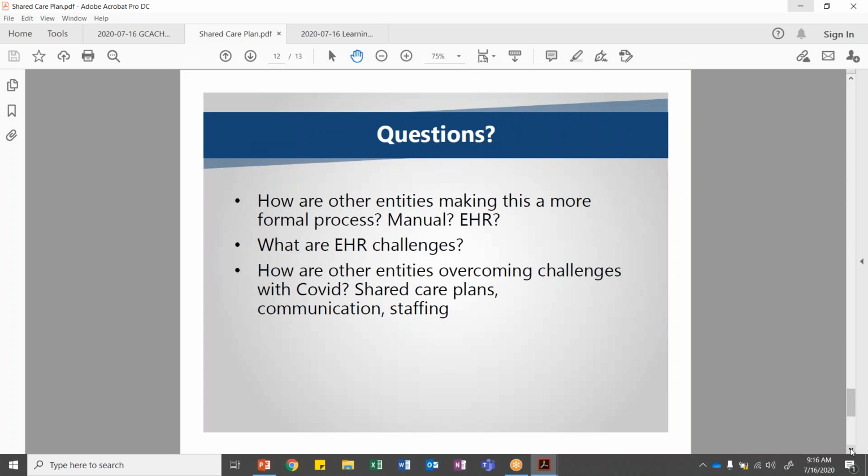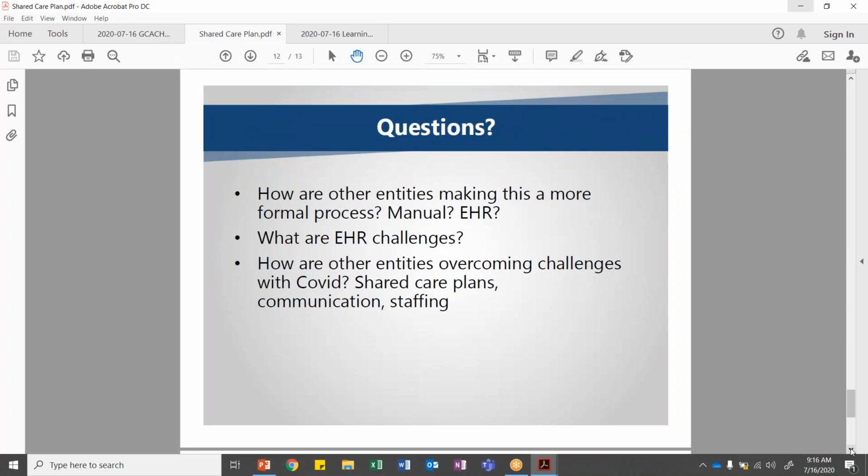Like I said, I had a couple of questions that already came up. Sam, please feel free to jump in and help with this if you have anything to add. Definitely. So one of the big questions that we have is how other entities are making this a more formal process. A lot of the comments that I got, it seems like this process is very manual and hard to track and not really utilizing the EHR very much. So that's one of the issues that came through with a lot of the questions.